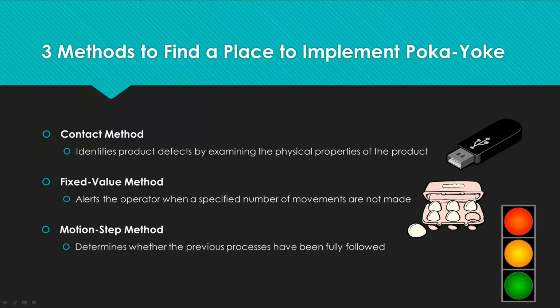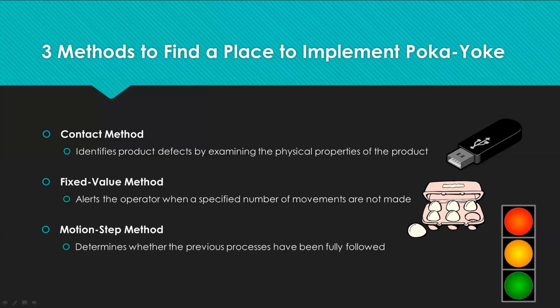The second way, the fixed value method, alerts the operator when a specified number of movements aren't made, so it just highlights the error. So an example of this would be like packaging. You have to have a certain number, otherwise it's going to be really obvious that something's wrong. So you could design for 12 eggs or 6 eggs, but it just kind of controls itself and moderates the process.